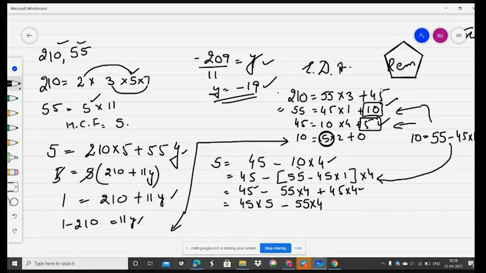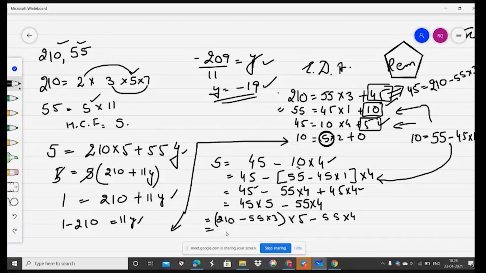Next, anybody can tell what would be the work? What would be the work? Now we'll be writing 45. How we can write 45? From this equation we can write 45 is equal to 210 minus 55 into 3. Now this 45 will be written as 210 minus 55 into 3, into 5, minus 55 into 4.